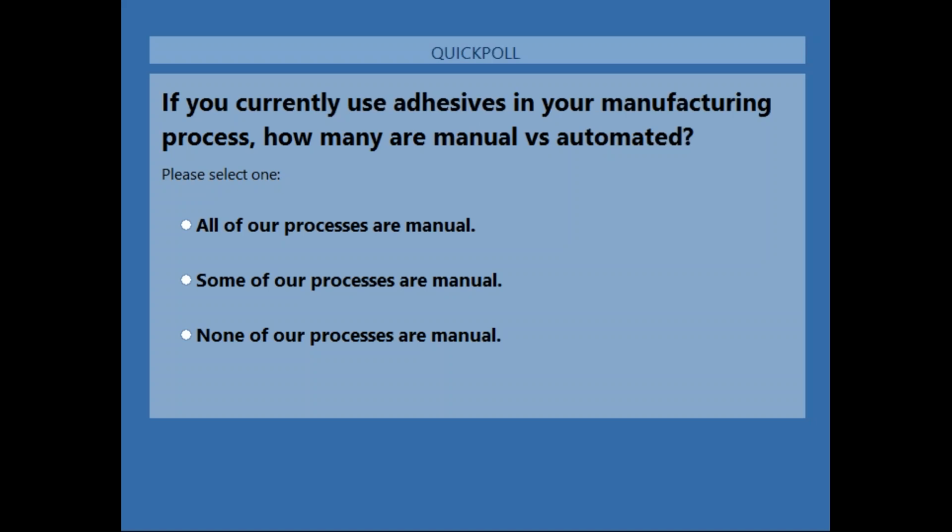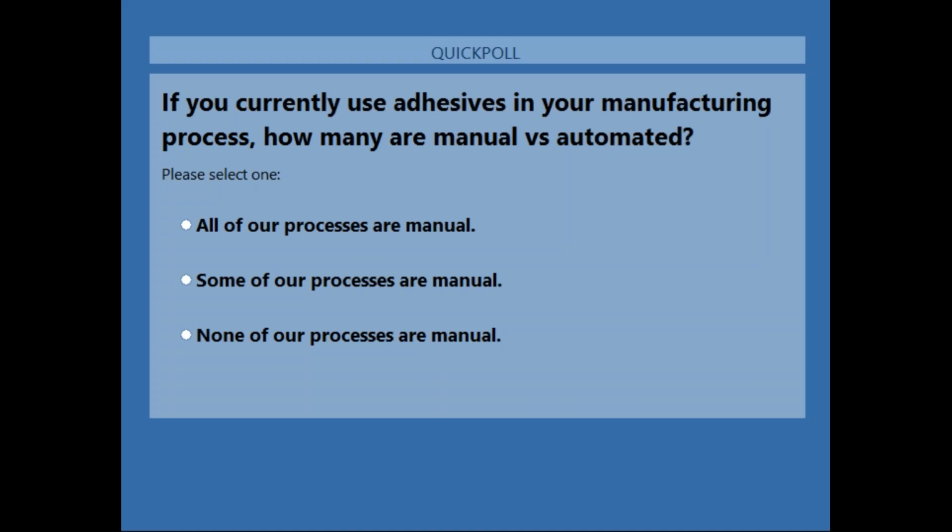I see by my screen about 30% of us have voted. All right, great. About 50% of those on the line are manual, about 17% say some are manual, and then the rest are not. So thanks. I think I got that.